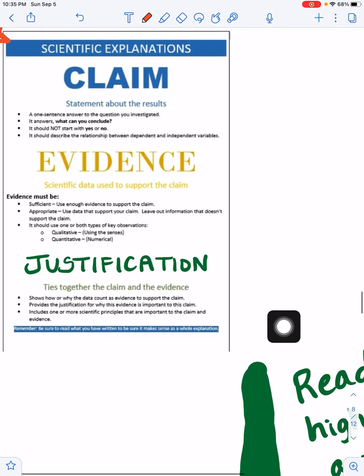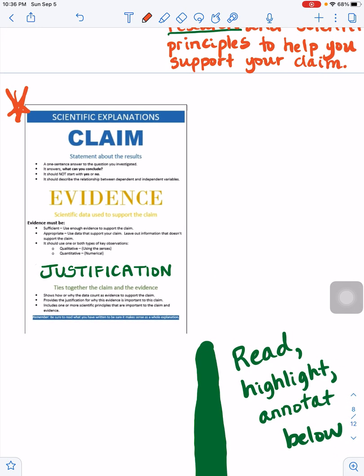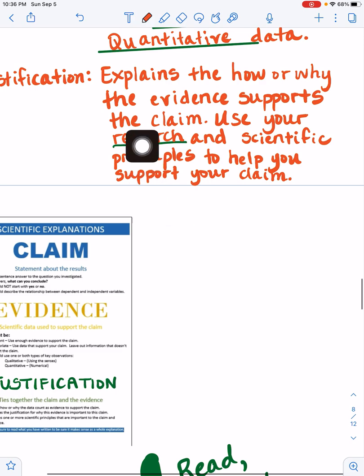Justification, down here on our chart, ties together the claim and the evidence. It shows how or why the data count as evidence to support the claim, as I stated, provides a justification for why this evidence is important to this claim. It includes one or more scientific principles that are important to the claim and evidence. It's a very thorough scientific explanation.